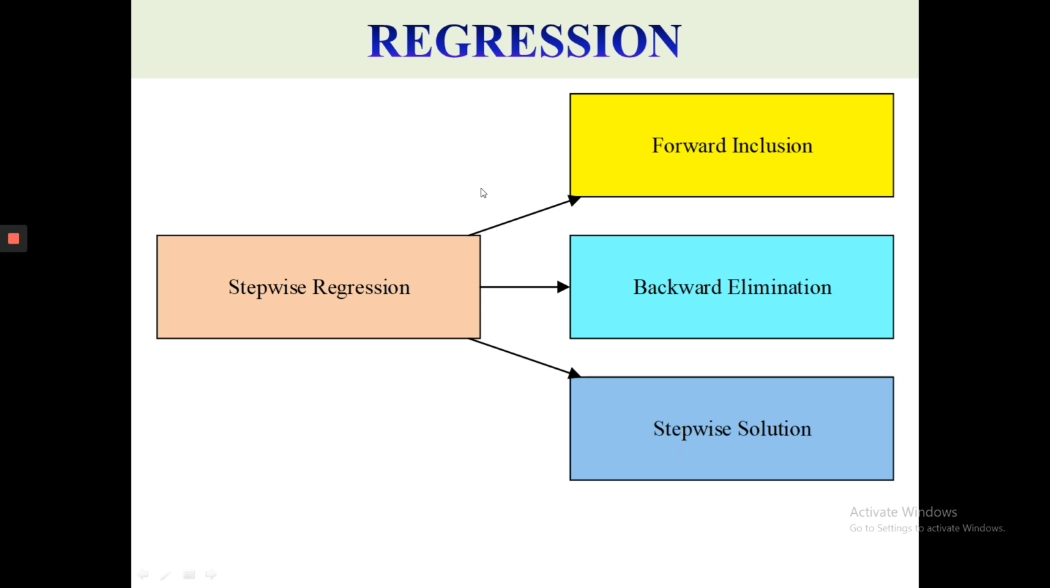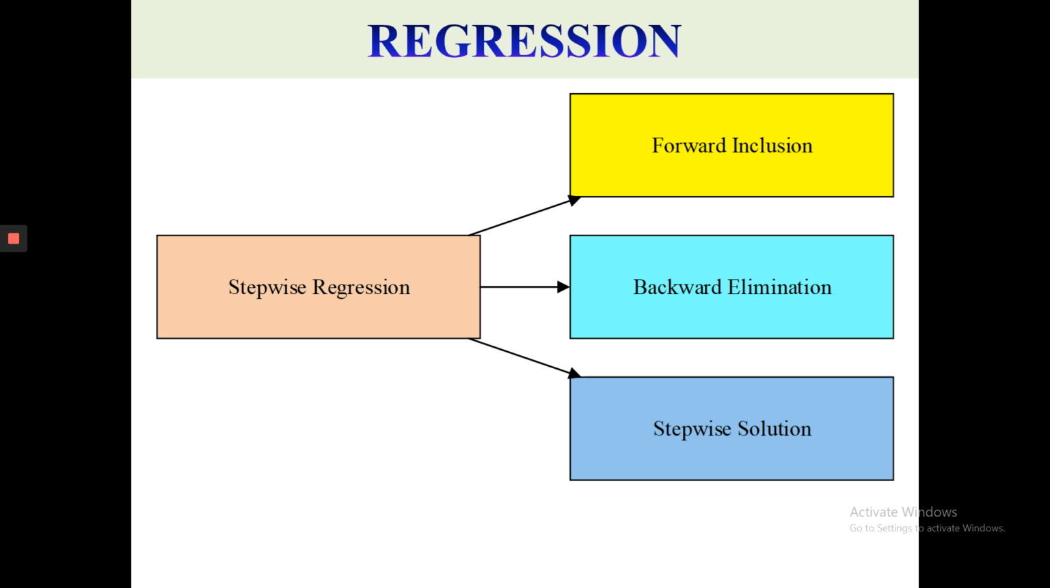So there are several approaches to stepwise regression. First of all is forward inclusion. In forward inclusion, there are initially no predictor variables in the regression equation. Predictor variables are entered one at a time, only if they meet certain criteria specified in terms of a threshold. The order in which the variables are included is based on their contribution to the explained variation.